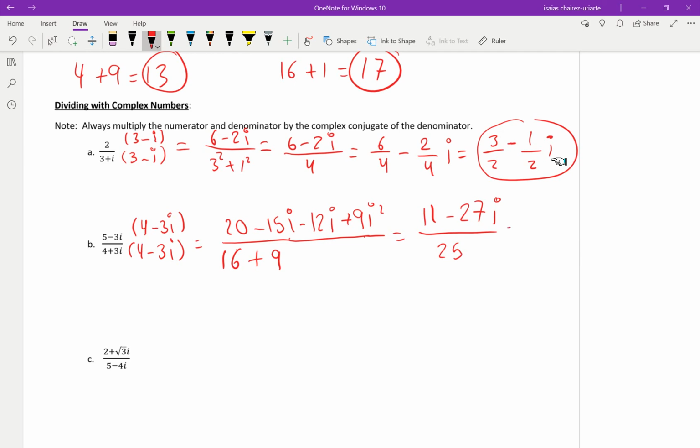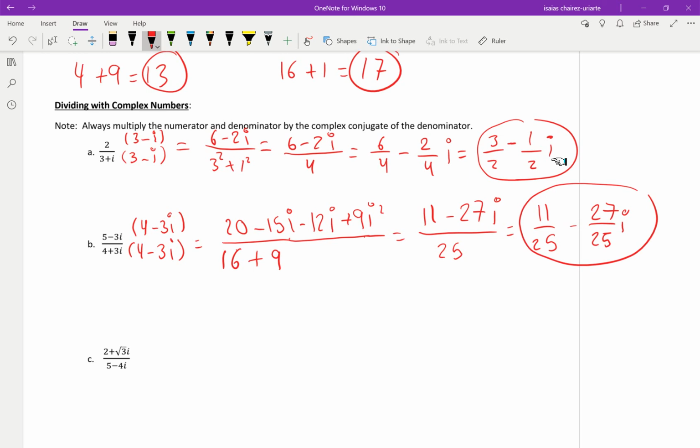And now I'm just going to break up this fraction and write it like this: 11 over 25 minus 27 over 25i. That is the answer that I want to get, because I want to write my answer as a complex number as well.